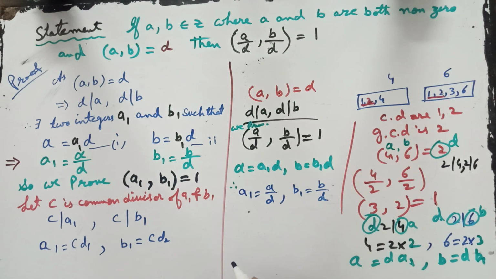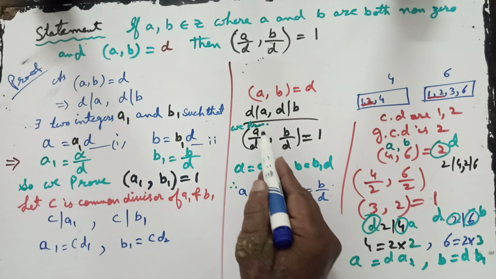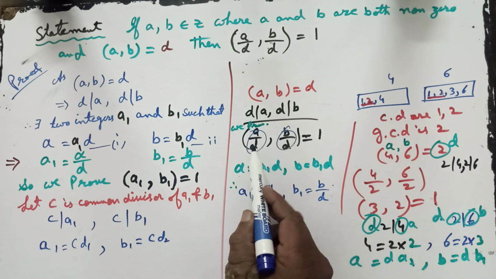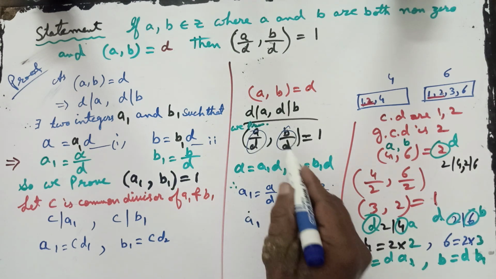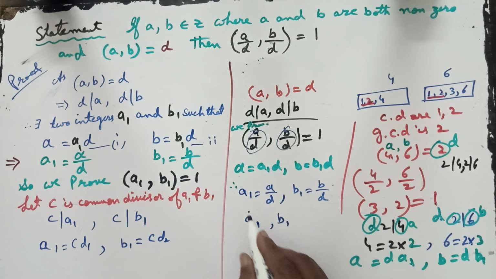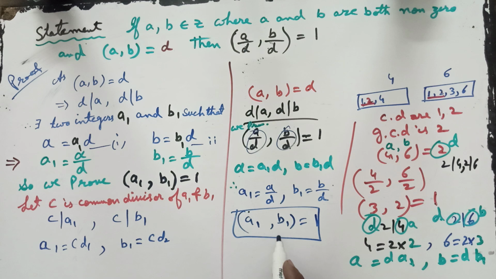Now what do we prove? This is a1, and this is b1. It means we want to prove that a1 and b1 are relatively prime, that they have greatest common divisor 1.